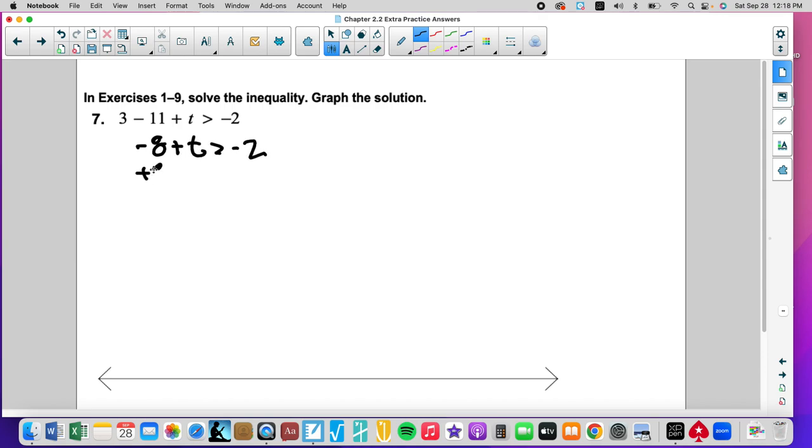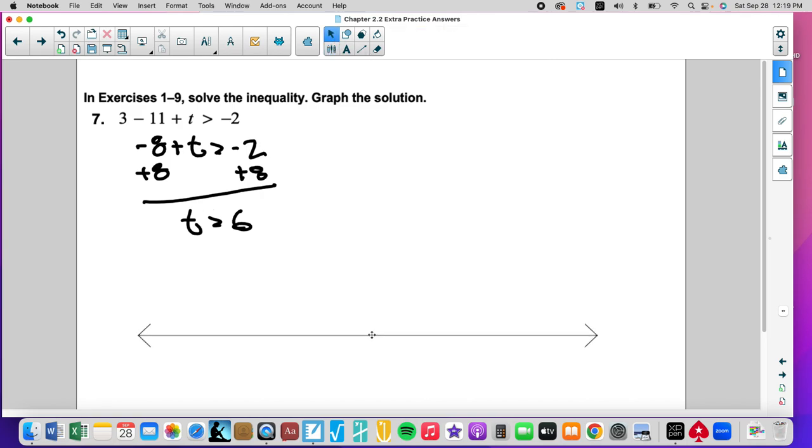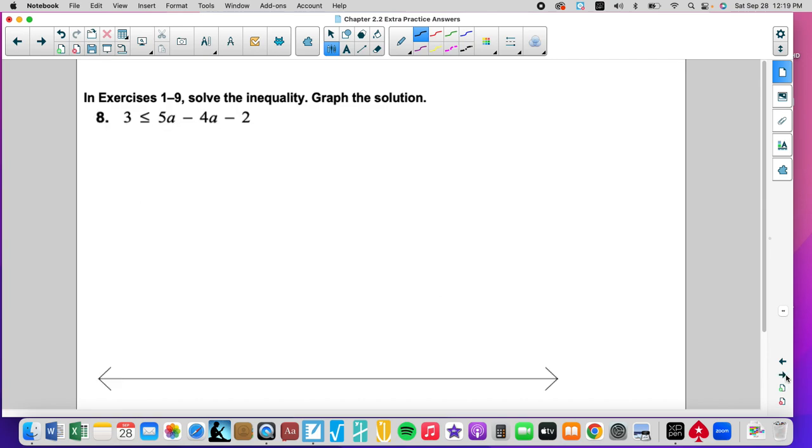Now we're going to move the constants, and t is greater than 6. Move this number line up a little bit. 0, 6, open circle, going to the right. Everything looks good there. Just checking.